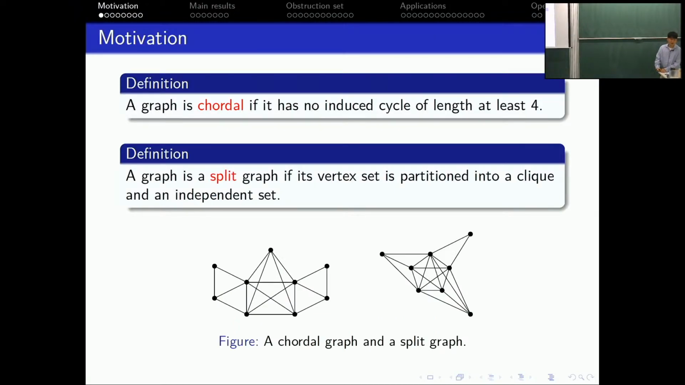Let's first recall the definition of chordal graphs and split graphs. A graph is chordal if it has no induced cycle of length at least 4. And a graph is a split graph if its vertex set is partitioned into a clique and an independent set. In this figure, the left graph is chordal. You can easily verify it has no induced cycle of length at least 4. And this is a split graph because we can partition the vertex set into the center 5 vertices, which form a clique, and all the surrounding vertices, which form an independent set. It is known that split graphs are a subclass of chordal graphs.